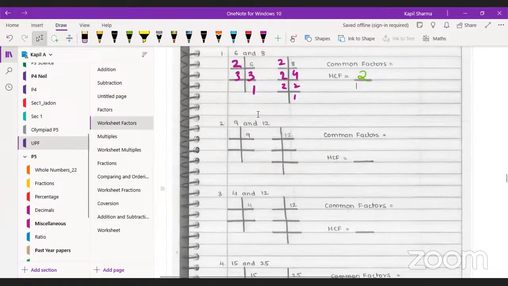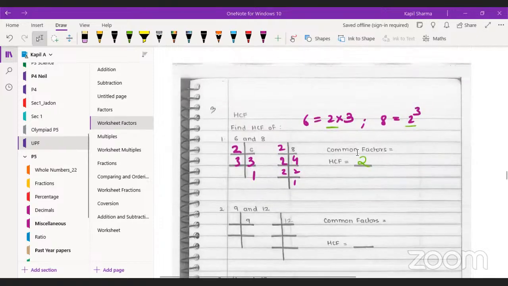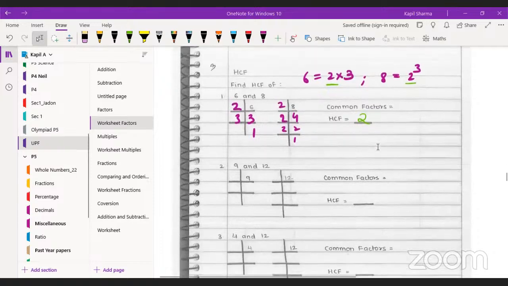Okay, next one now. 9 and 12. Yes, Swastik, you can, but here we don't have to find the common factors. You can, but then you have to list all the possible factors. Let's just find HCF. Of course, you can write it as CF, it's okay. We are just concerned with HCF right now.